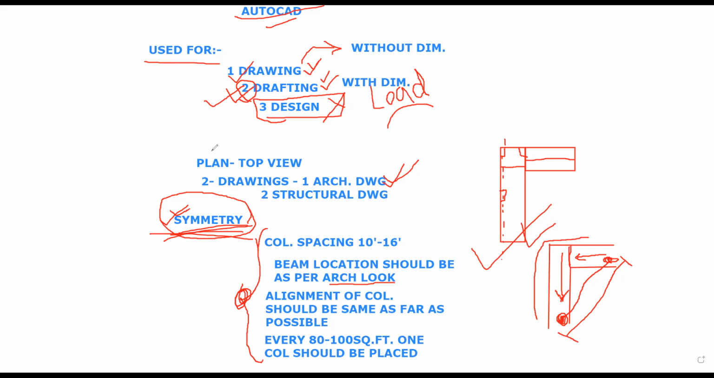Practically I cannot understand this. Yeah, I know that you won't be able to understand. If you look inside your room at your walls, you will see some kind of beam coming out, beam coming outside of the room. That is nothing but a beam location as per architectural look. It should not look bad.